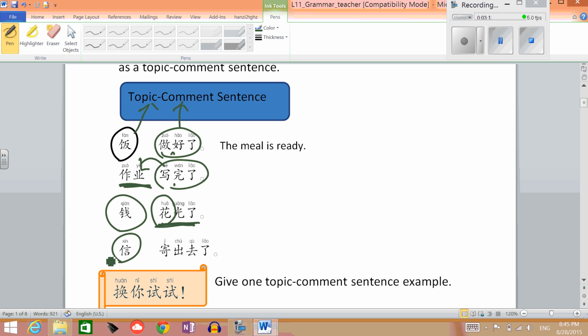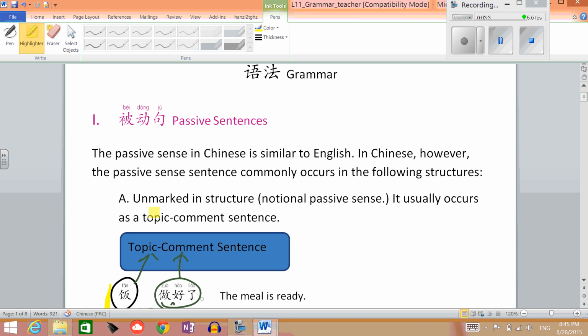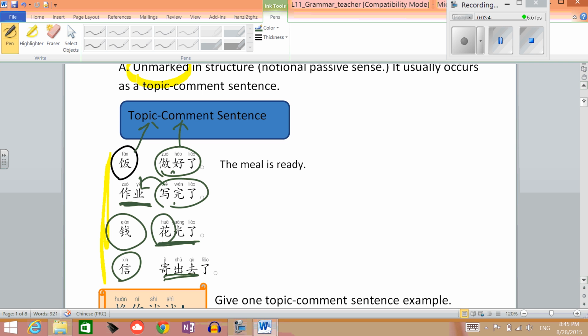信 mail or letter. Letter 寄出去了. 寄 means to send, to mail. 出去 means out. So the letter has been mailed out. Okay, so for these examples here, you can see there is no 被 because we are talking about unmarked. Okay, unmarked structure for passive sense.